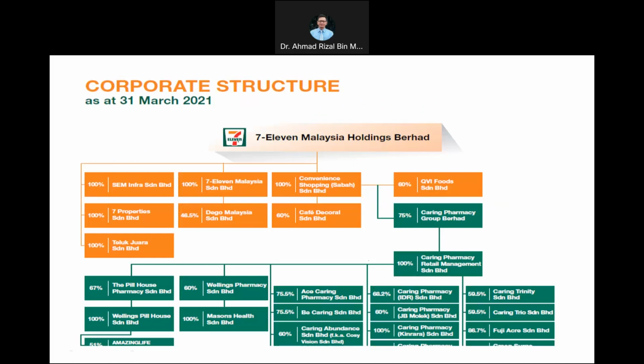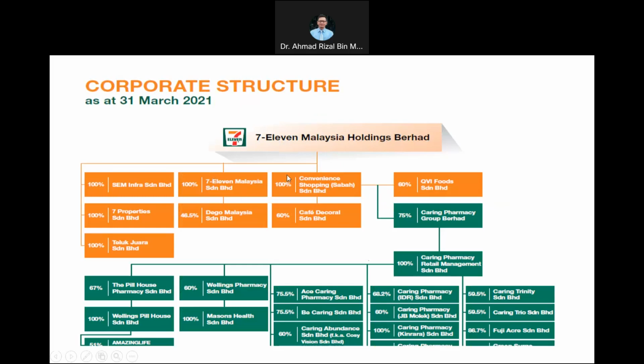The group represents the consolidated statements for the company and also the subsidiaries under that particular company. Whereas the column for the company refers to the holding, the parent company. Say, for example, 7-Eleven Malaysia Holdings Berhad is the parent or the holding. This is the company that is listed, and it has stakes in these subsidiaries, in these companies.